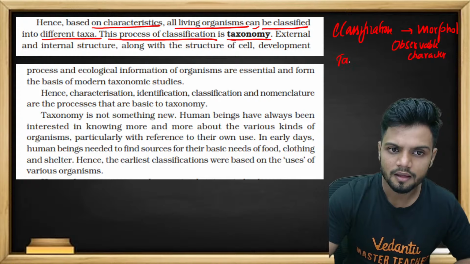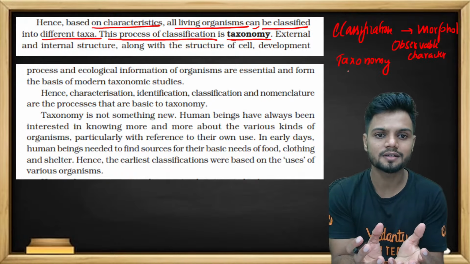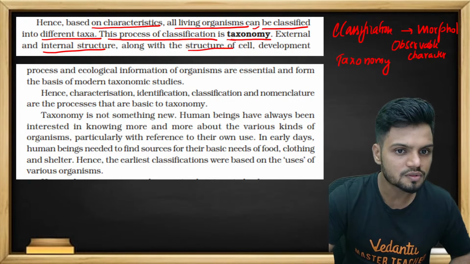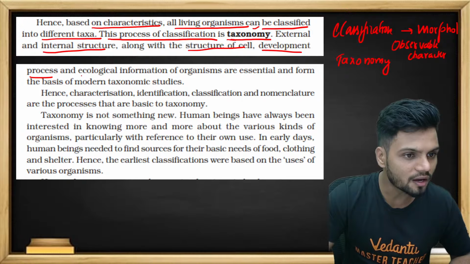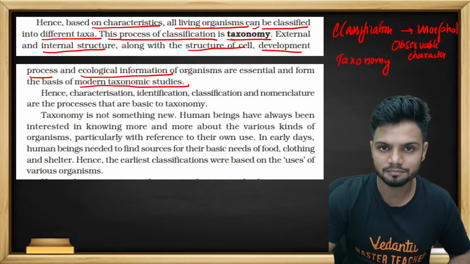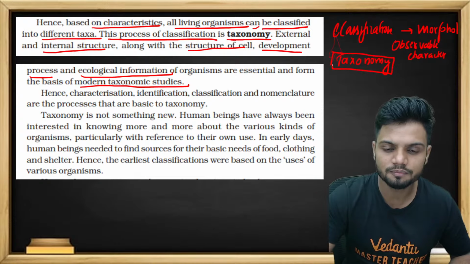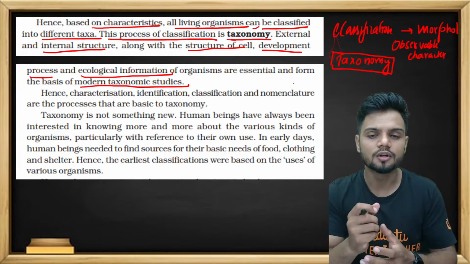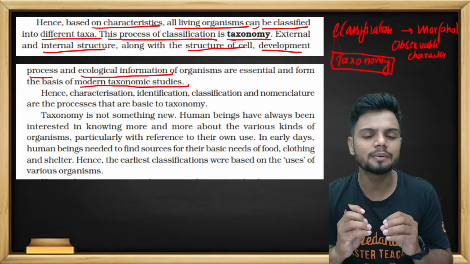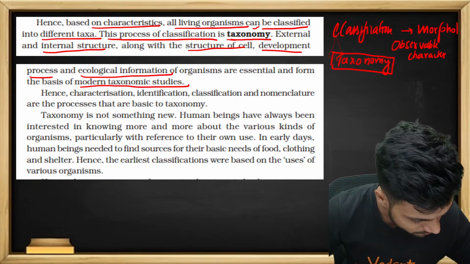Then what is taxonomy? Taxonomy will not just include easily observable characters, but it will also include internal structure, structure of the cell, developmental process, ecological information of the organisms, and the basis of modern taxonomical studies. So taxonomy is much more detailed. Taxonomy will include the organism's structure, behavior, and developmental patterns. Every single thing will be included in taxonomy. In classification, just observable characters. Understood, all of you?